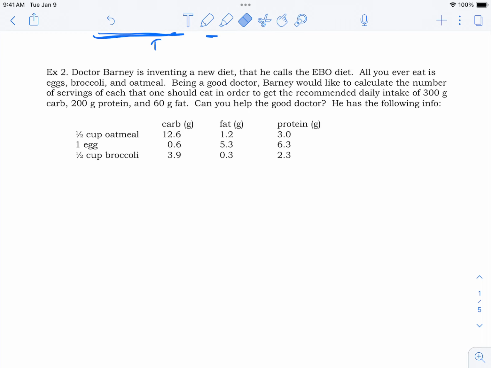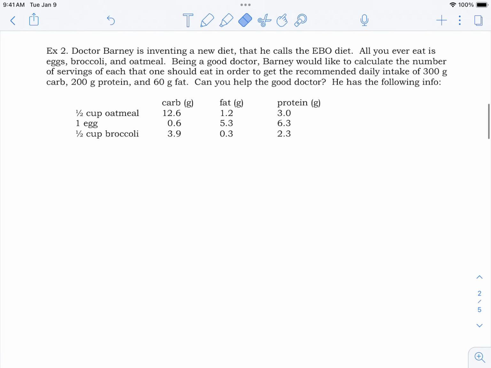Now, is there a way that we could eat a certain amount of this, a certain amount of this, a certain amount of this, and actually end up with 300 grams of carb, 200 grams of protein, 60 grams of fat? Well, if there is, we'll be able to solve a 3x3 system of equations, and it'll have an answer. Not guaranteeing it's going to have an answer, but it should have an answer. So, how do we do this then?